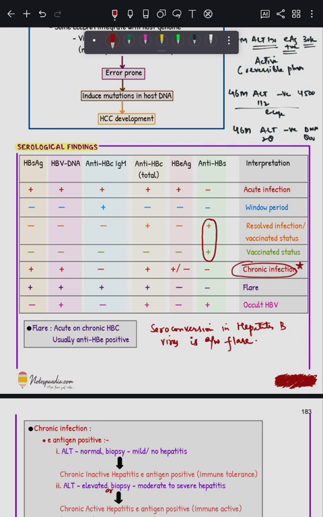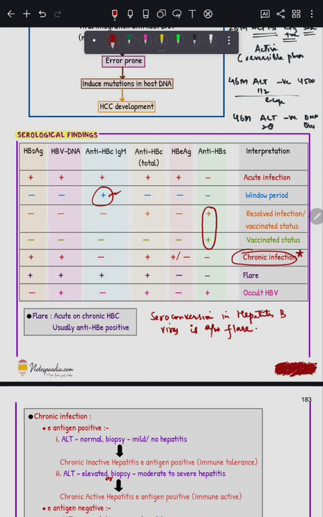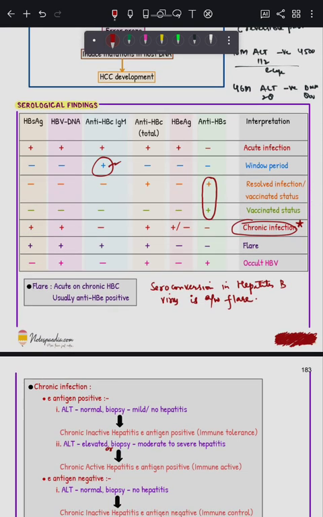Now what is the window period? Window period is when HBsAg is negative but anti-HBc IgM is positive and the other antibodies are still negative, so only anti-HBc IgM is positive in the window period, as you can see here. In this window period antigens are not present, but only a single antibody has formed.